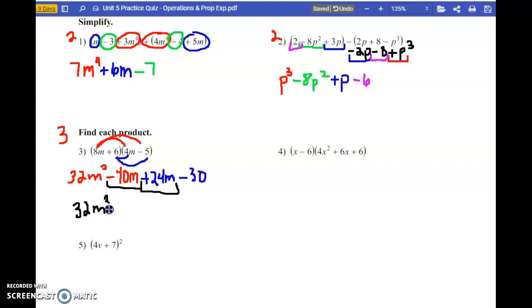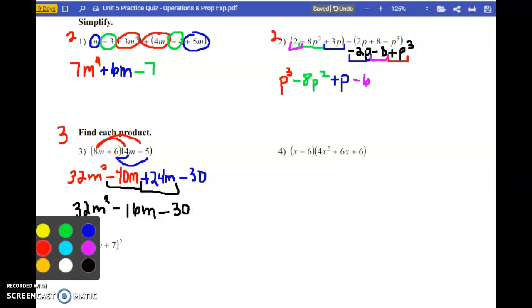And that'll be minus, oops, that'll be minus 16m. And then minus 30.